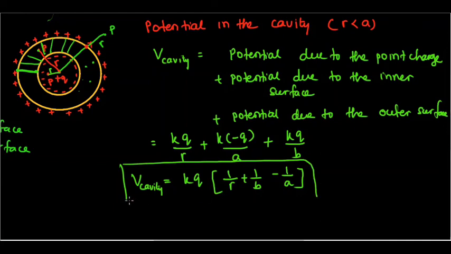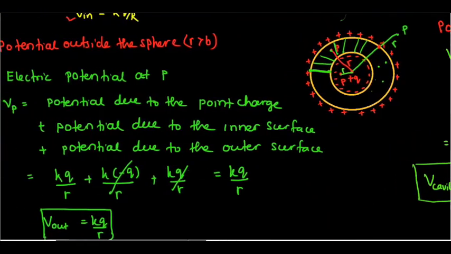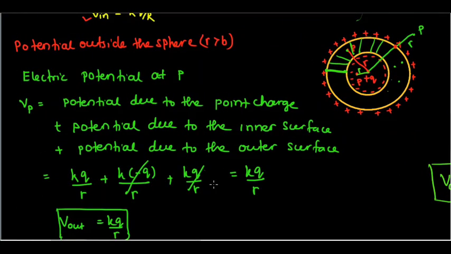So students, in this way you can write the expressions for the potential at every point outside the sphere, on the surface of the sphere, in the conducting volume of the sphere, and inside the cavity. Hopefully you have understood all these derivations, the concept behind it.